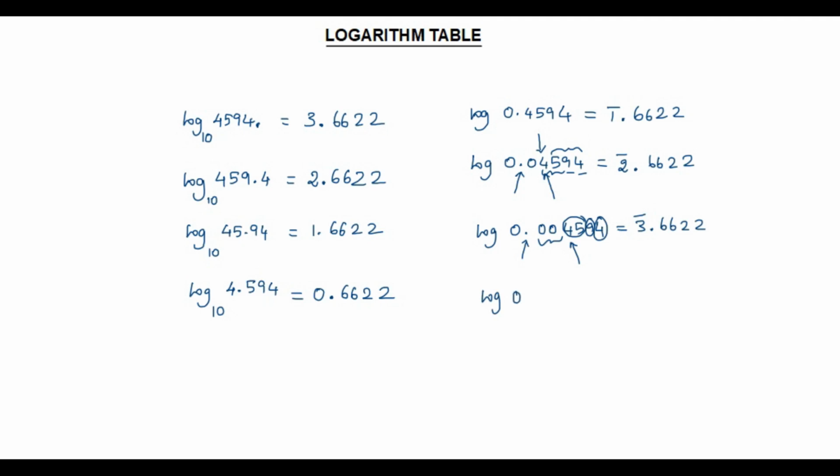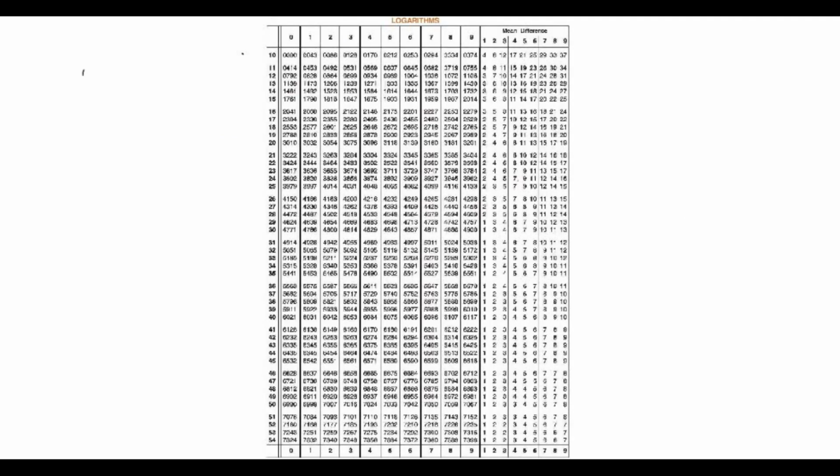Okay, let's look at the next example. Log 0.004594. Here also we don't have any digits before the decimal point, and the number of zeros between the decimal point and the first non-zero digit is 3. So we have to take bar 4 point, 45th row, 9th column, mean difference 4th column, so we will get bar 4.6622. How do we have to get logarithm of single digit numbers?